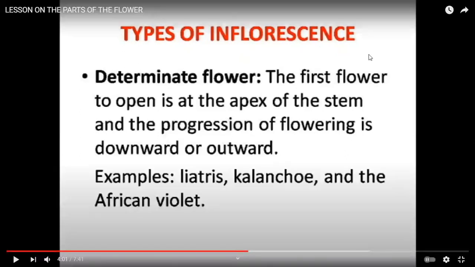Let's look at a determinate flower. The first flower to open is at the apex of the stem, and the progression of flowering is downward or outward. Examples: Liatris, the Kalanchoe, and then the African violet.